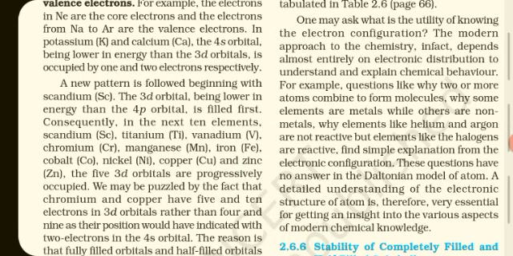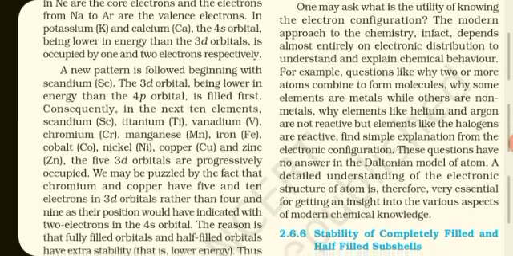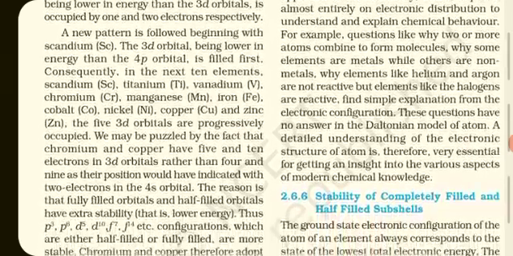One may ask, what is the utility of knowing the electronic configuration? The modern approach to chemistry in fact depends almost entirely on the electronic distribution to understand and explain chemical behavior. For example, questions like why two or more atoms combine to form molecules, why some elements are metals and others are non-metals, why elements like helium or argon are not reactive. All the answers to these questions can be understood with the help of the electronic configuration or electronic structure of an atom.